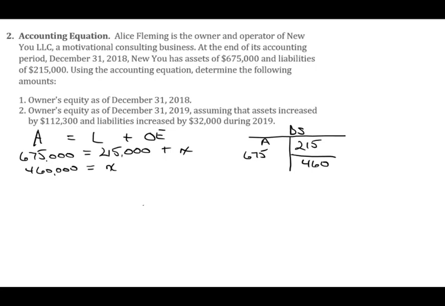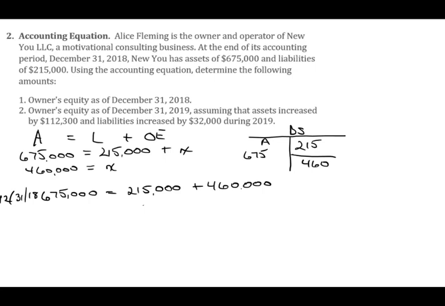Okay. Now the second piece of this is assuming that we're going to increase the assets and liabilities. So I'm going to rewrite this equation. Our assets are $675, and that's equal to $215 plus $460. And this was at 12/31/18. Okay, I should have left some more space here.